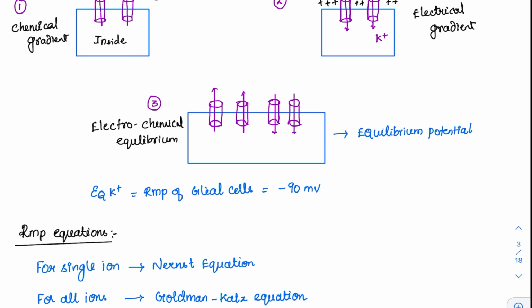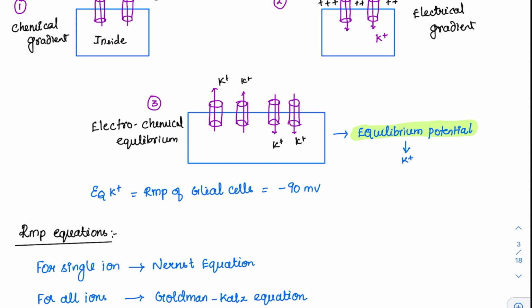Finally, some of them are going out, some of them are coming inside. So this becomes an electrochemical equilibrium and creates one potential that is called the equilibrium potential. This is the equilibrium potential for a single ion. I told you if it is for a single ion, then we'll call it the equilibrium potential for potassium. The same thing happens for the rest of the ion channels also.